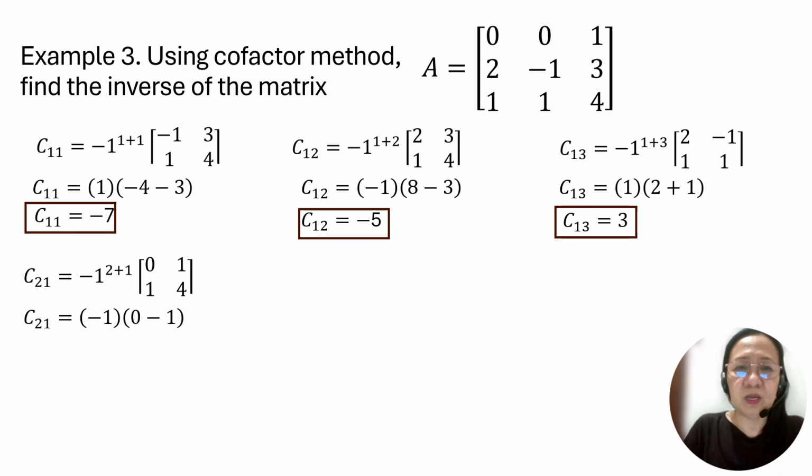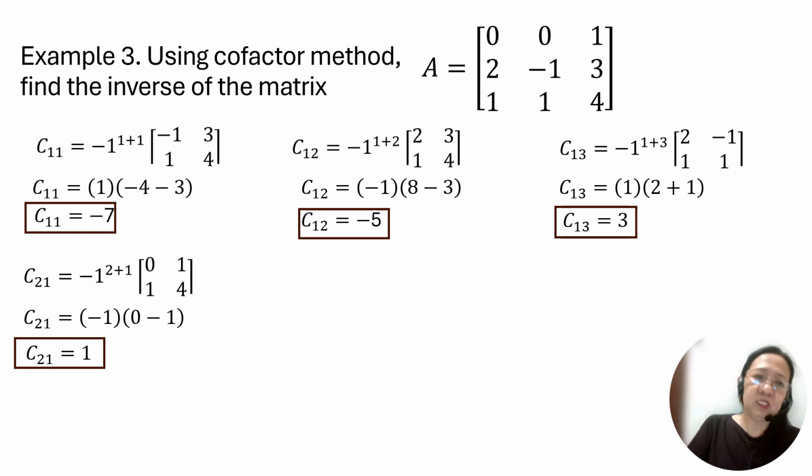And then multiplying 0 times 4 is 0. Minus 1 times 1, of course, we have minus 1. Then negative 1 is multiplied to 0 minus 1, which is negative 1. Negative 1 times negative 1 is positive 1. This is our C sub 21.